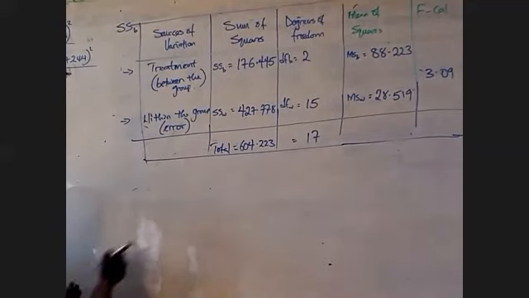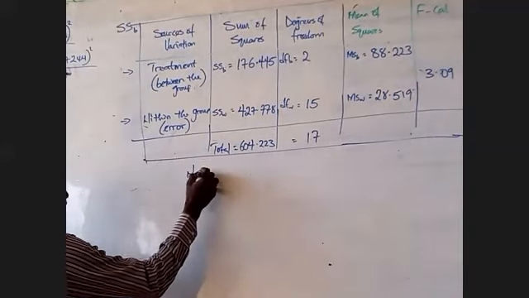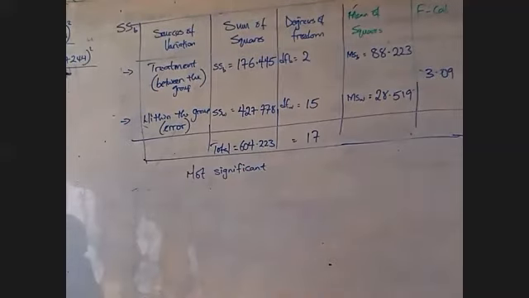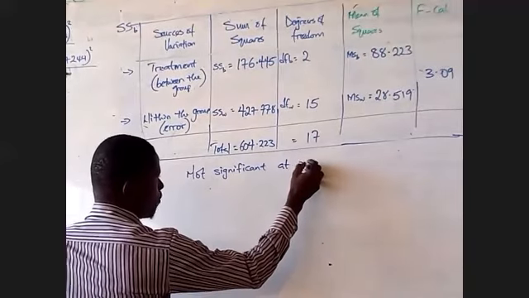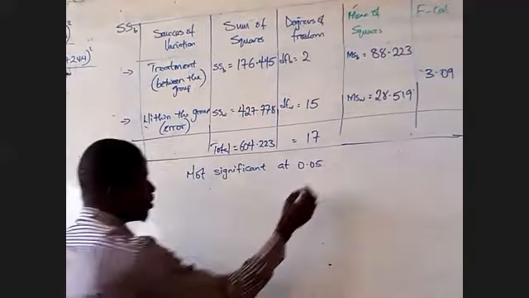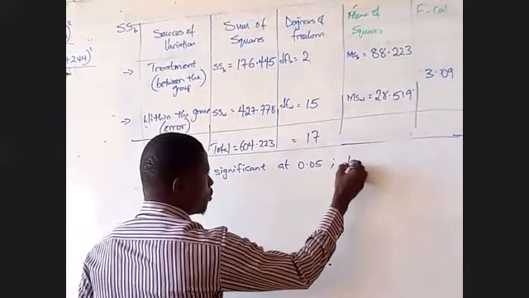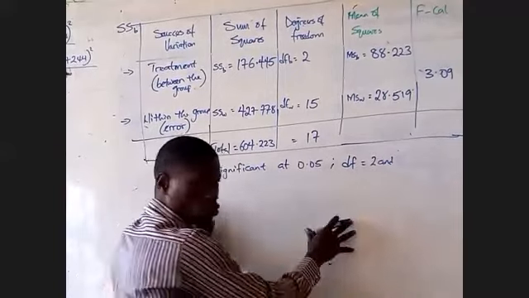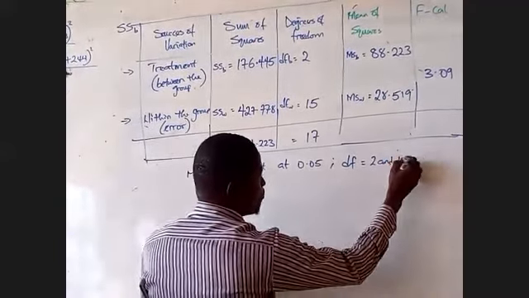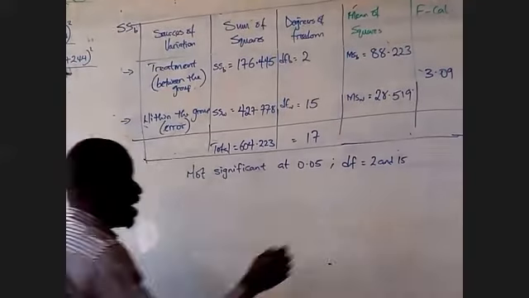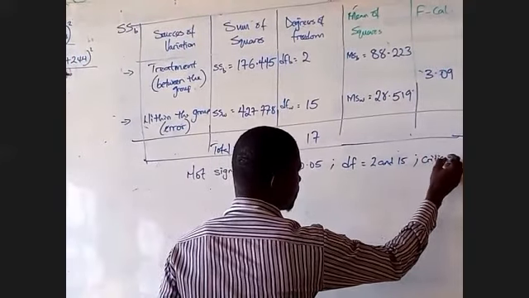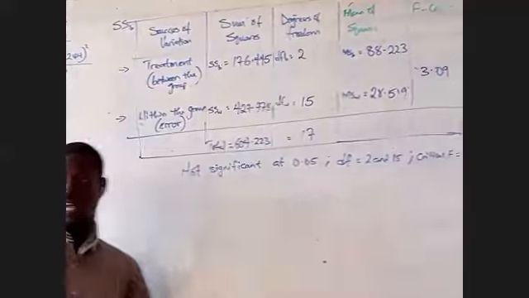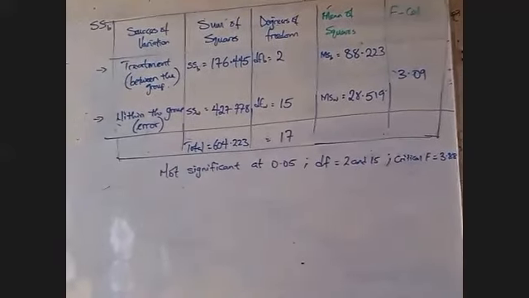So to conclude for this one, the first thing I'll say is that it is not significant at 0.05. I'm still going to write it. Degree of freedom is 2 and 15. That is the summary of everything I want to put in the notes. Degrees 2 and 15. And the critical F. In the textbook, in the question, it gave us 3.88. But remember, we got 3.68. So now, what then do we conclude? Are we ready?